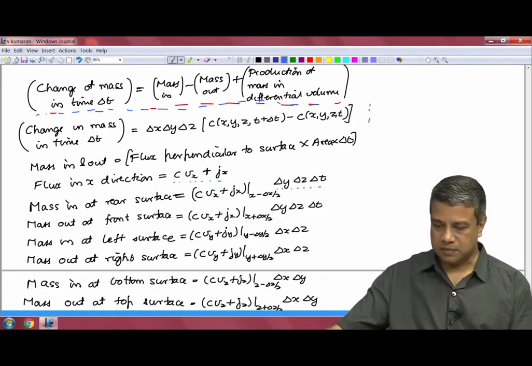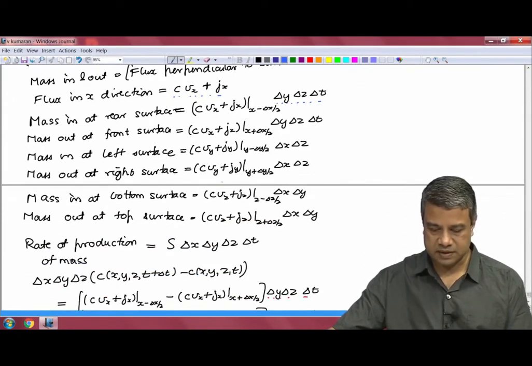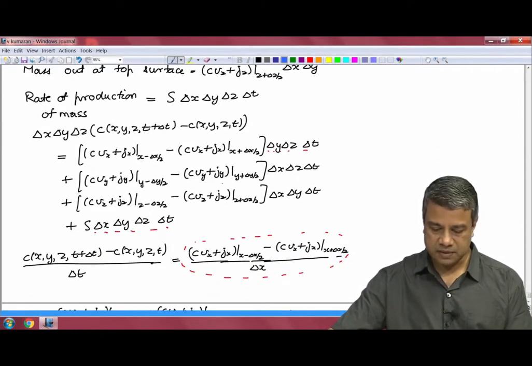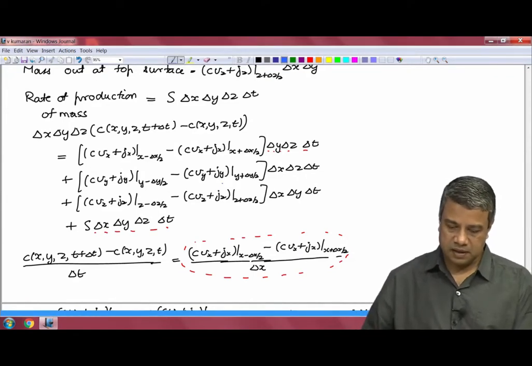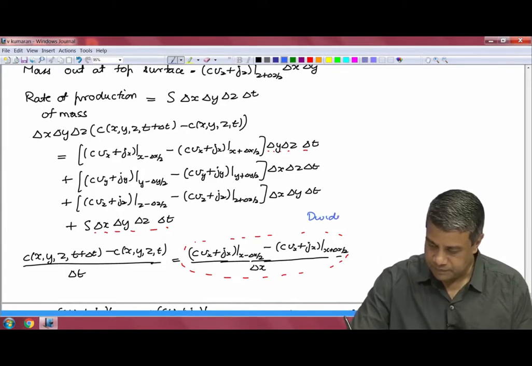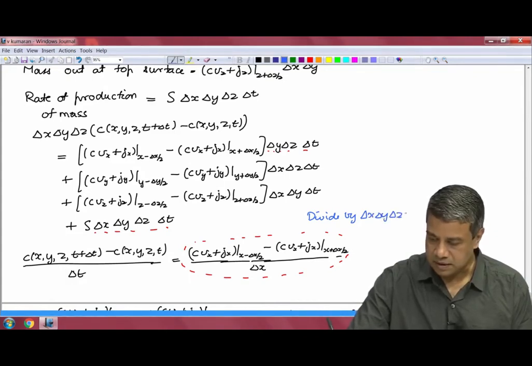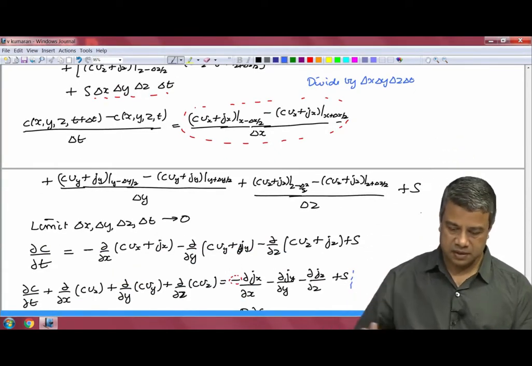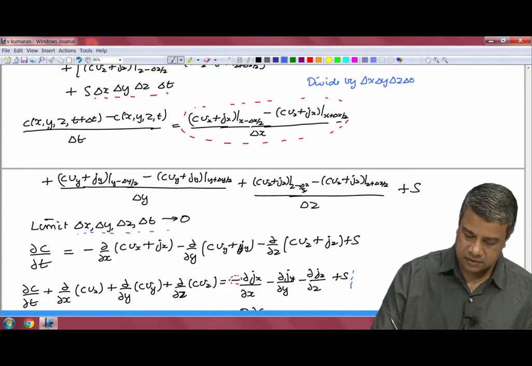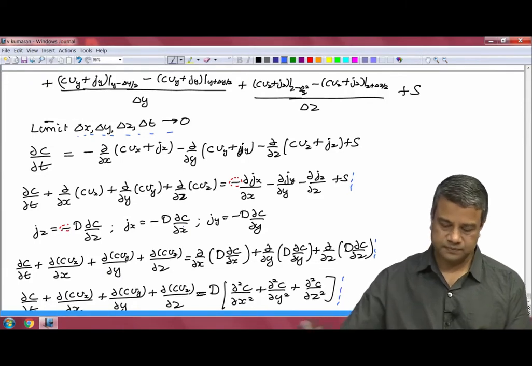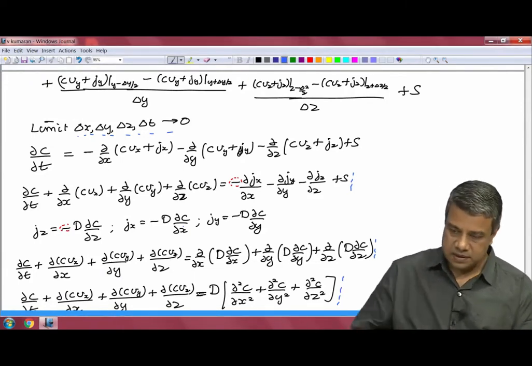So, we can write down the masses in and masses out at the 6 surfaces, and the rate of production, substitute that into the balance equation and divide by volume delta x, delta y, delta z and time delta t. So, you divide throughout by volume and time to get a difference equation, and then take the limit delta x, delta y, delta z going to 0 to get the differential equation. So, that was the procedure that we had followed. And the differential equation was written here.